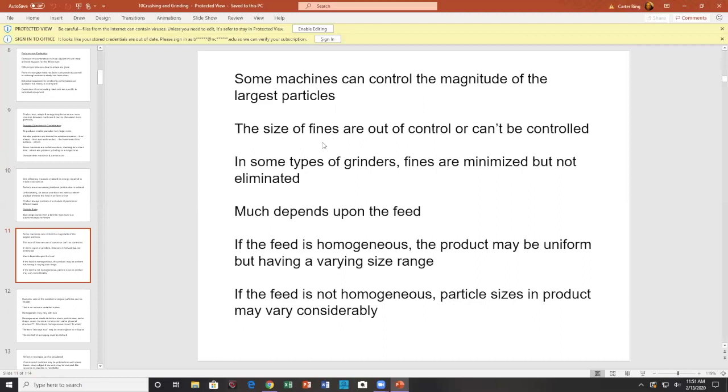That may or may not be true, but generally speaking, fines are a pain in the neck or can't be controlled. Fines are minimized in some types of grinders, but not eliminated. Much, of course, depends upon feed. If the feed is homogeneous, the product may be uniform, but having varying sizes. If the feed is non-homogeneous, particle size in the product may vary greatly.